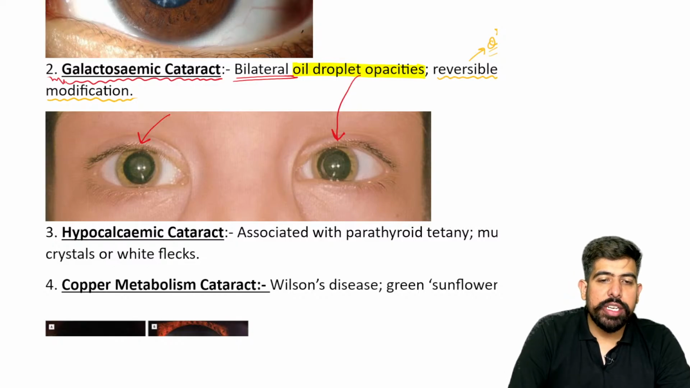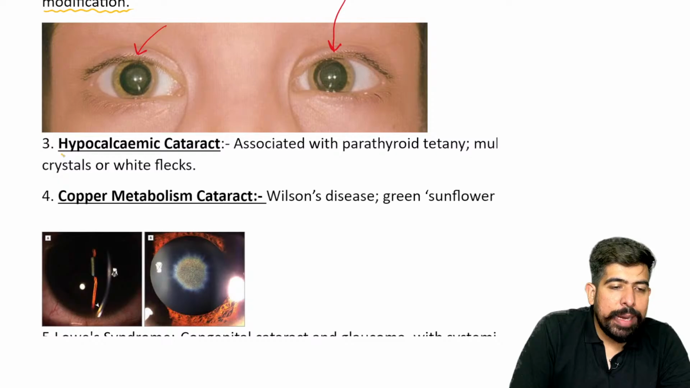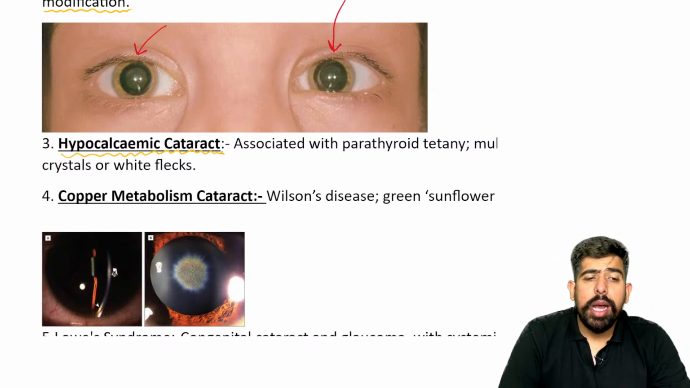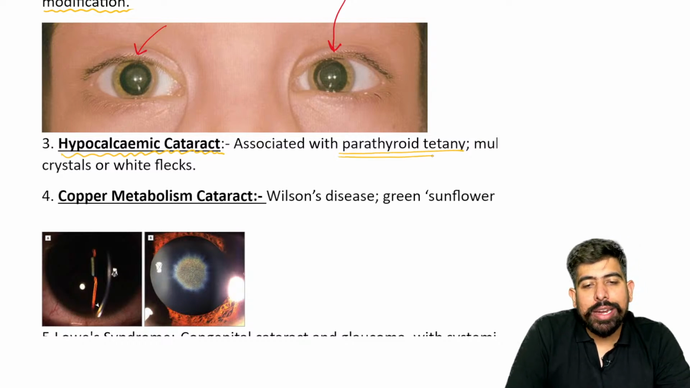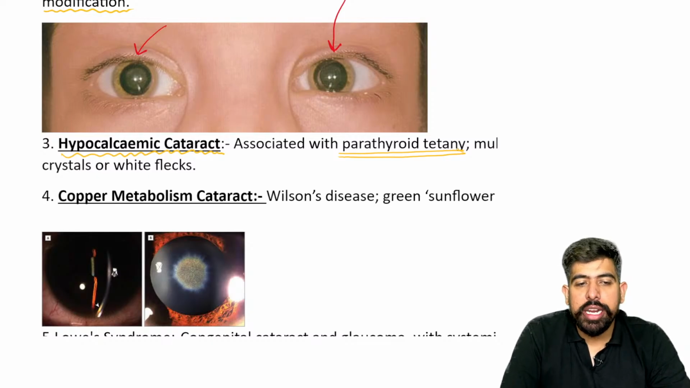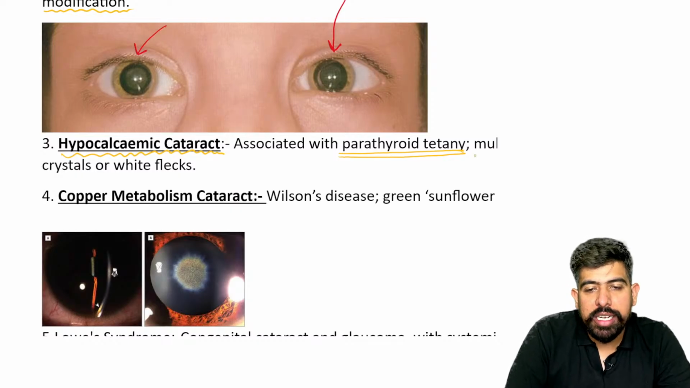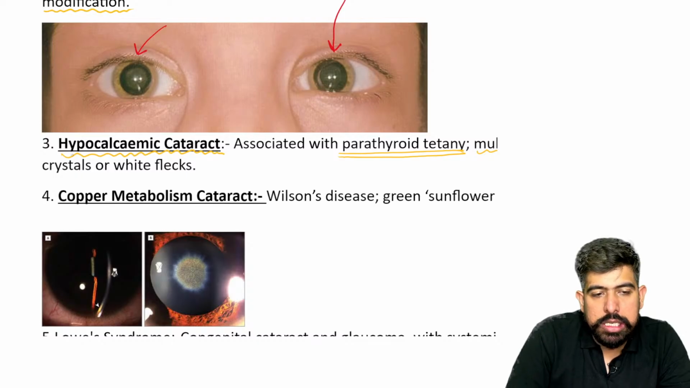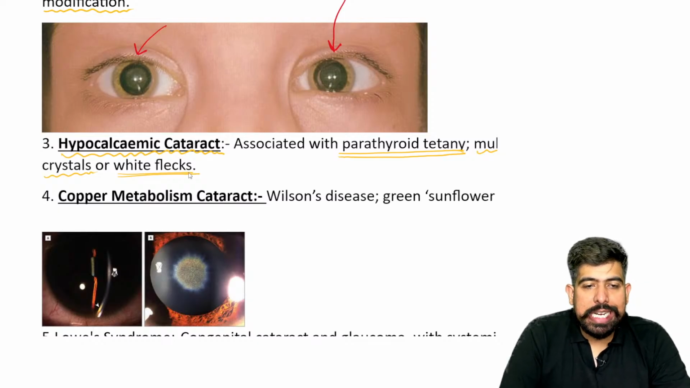Next, we are starting with the hypocalcemic cataract. Please remember, hypocalcemic cataract is always associated with parathyroid tetany, which happens when there is hypocalcemia. In this hypocalcemic cataract, multicolored crystals or white flakes will be seen.